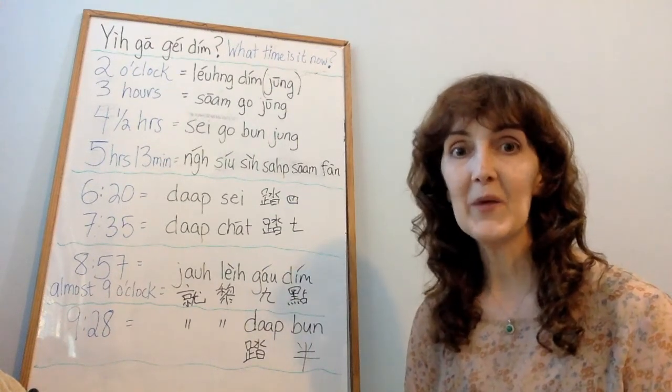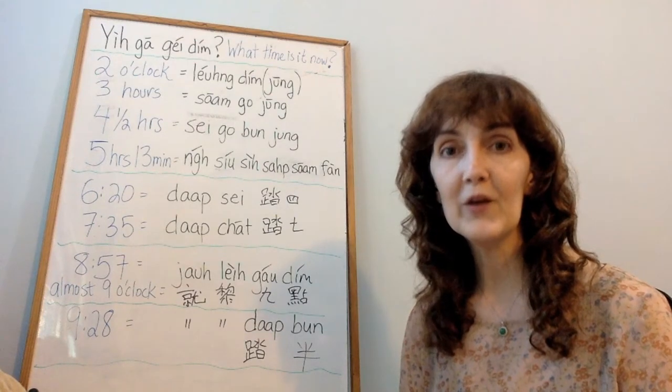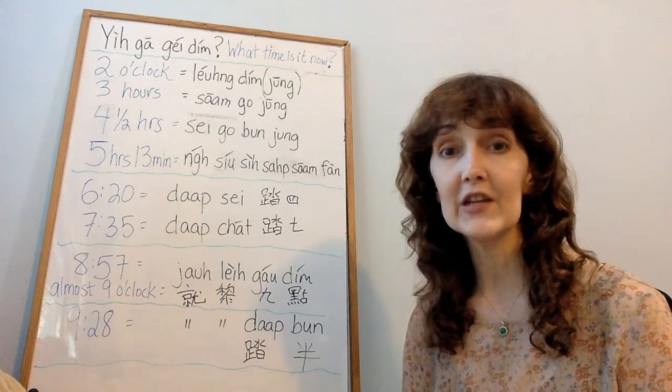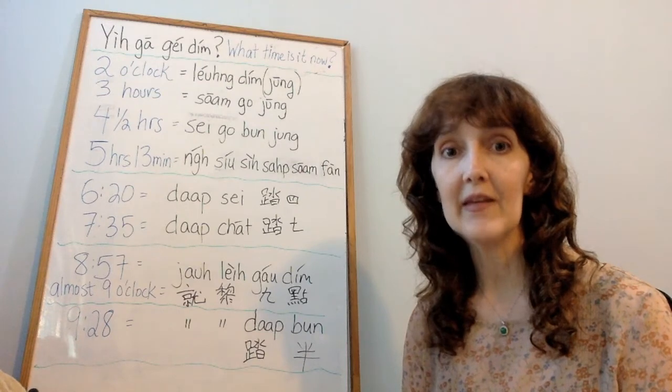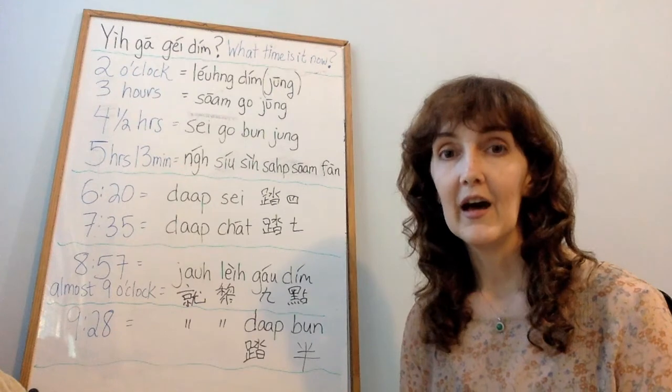Okay, so those are ways of saying different quantities of time. But what if you're in a conversation and you just want to say what the time is now, and it does actually fall on one of the numbers of the clock?